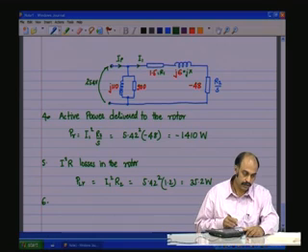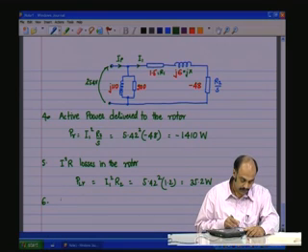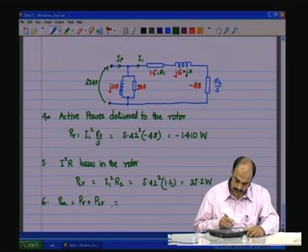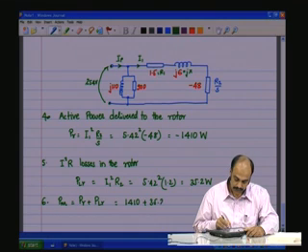Then the sixth point, the mechanical power input to the shaft, PM, is equal to PR plus P losses. So therefore you have minus 1410 plus 35.2, which is equal to minus 1445 watts.